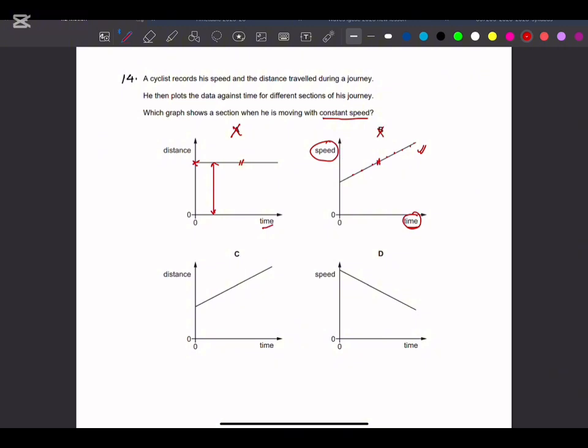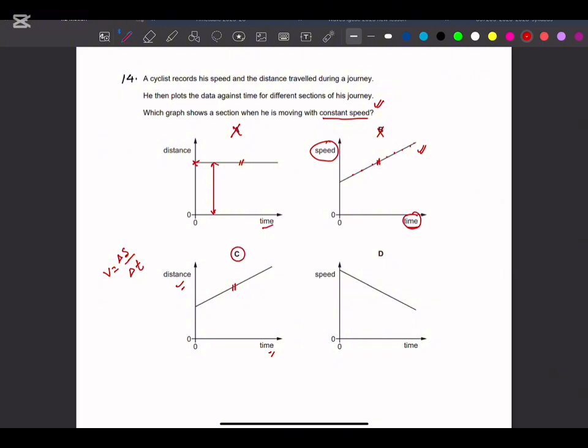And in this case, you can see that the gradient of the distance time graph is nothing but the speed. So v is equal to s over t, or delta s over delta t. So this is something which is required. That is, constant speed means, in the case of a distance time graph, a constant gradient or constant slope. So the answer is nothing but C.